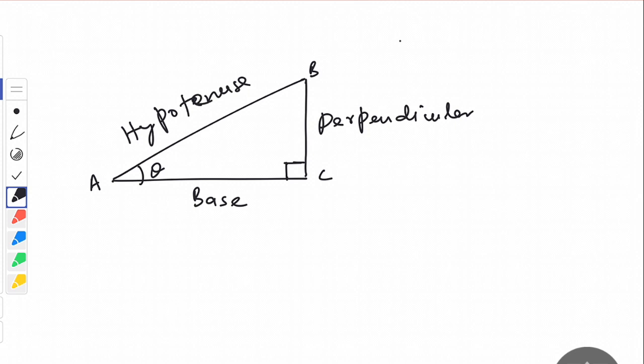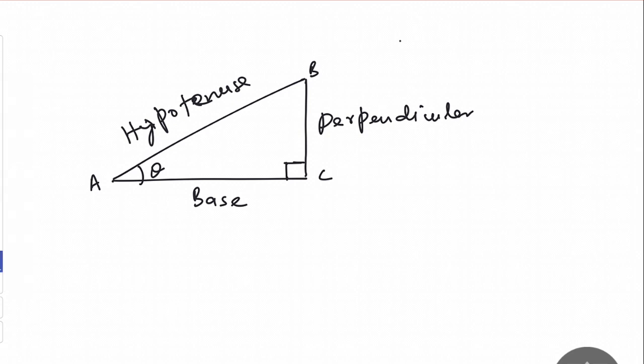You must be wondering, why these weird names? I understand these names are sort of weird, but they come from Greek names. A lot of this trigonometry was developed by the ancient Greeks, so some of their traditions have stuck, but you'll get used to it. So there are three sides: we have base, perpendicular, and hypotenuse.